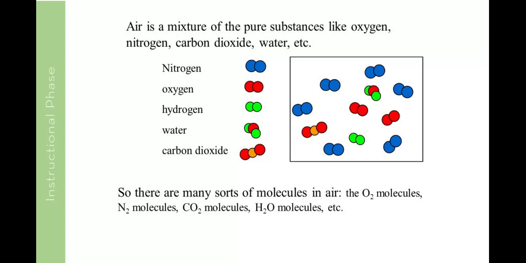Now, a key example of a mixture is air, the air around us. It's made up of different molecules, different elements, different compounds. So it's got nitrogen, oxygen, and hydrogen in it, water and carbon dioxide that are not chemically joined together.